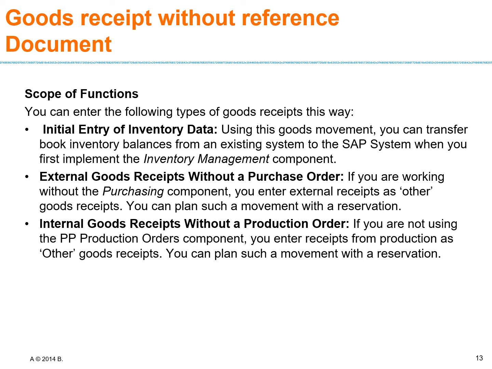Then external goods receipt without a purchase order. If you are working without a purchasing component, your external receipt is an other goods receipt, right? Then internal goods receipt without a production order: you can even receive the goods without the production order also. So that is why you can update the goods.